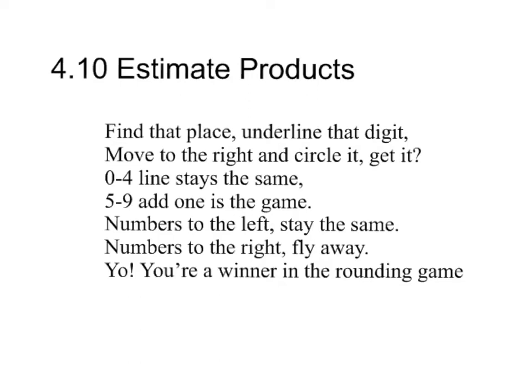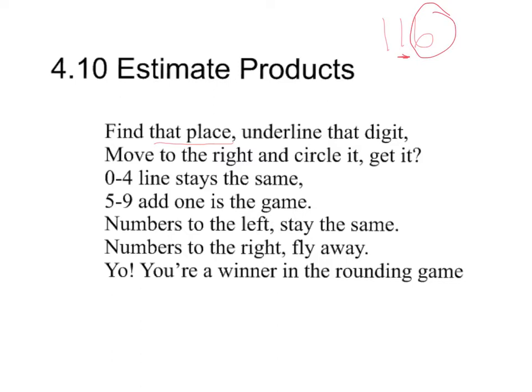So if you wanted to write this down, you could pause it and you could write this down and have this in your notebook just to refer to. But find that place, underline that digit, move to the right and circle it. Get it? So if I were trying to round 116 to the nearest 10, I'm going to find that place. You hear that? Find that place. I'm going to find the tens place and I'm going to underline it. Move to the right and circle it.